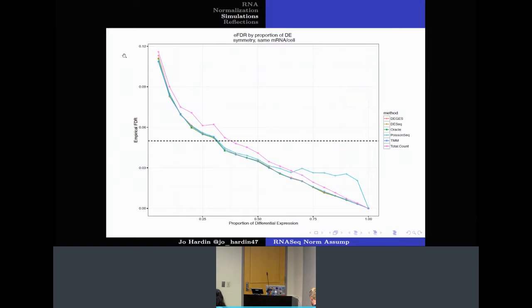We could get false discoveries if we got them the wrong way. But anyway, they're all differentially expressed, so they all do pretty well. You see a couple of flips here and there, but okay.